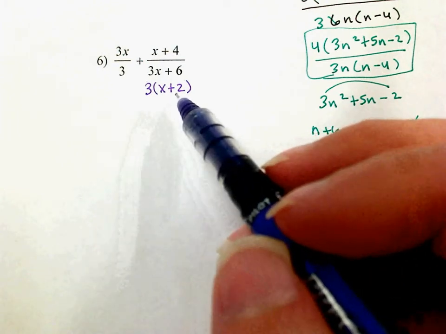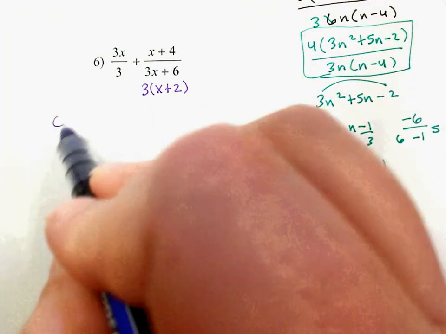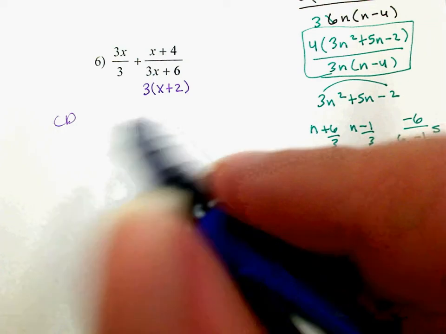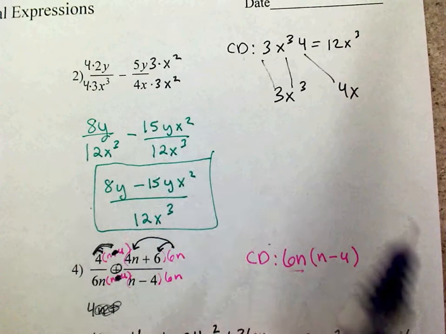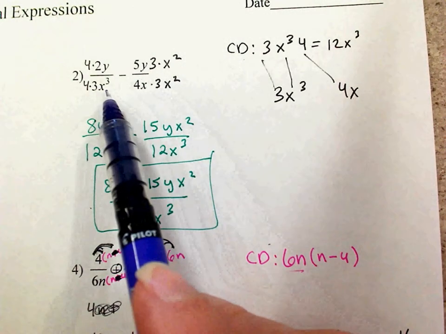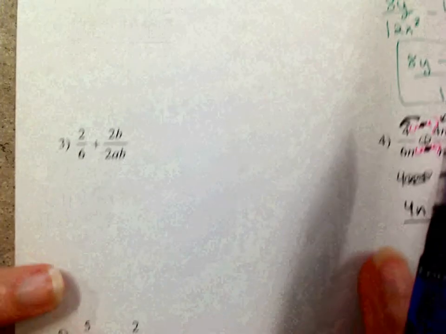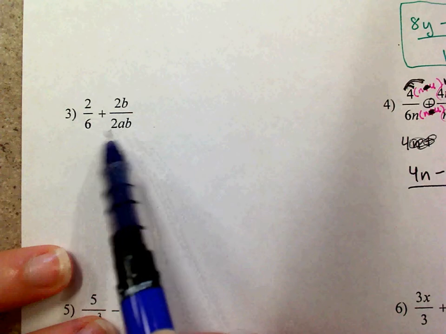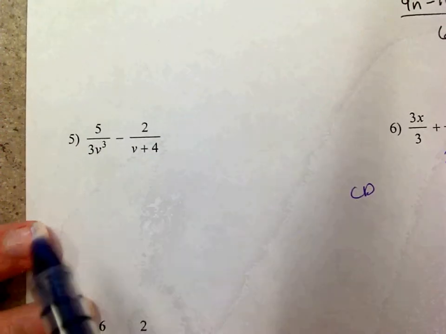Well, my common denominator needs to have both denominators represented, right? In this one, I needed an n minus 4 and a 6n. On this one, I need a 4x and I need a 3x cubed. On this one, they're the same already, right? On this one, I need a 6 and I need an a and a b. The 2 divides into 6, so it's just a 6 and an a and a b. On this one, they don't have anything in common, so I need this one and that one, right?